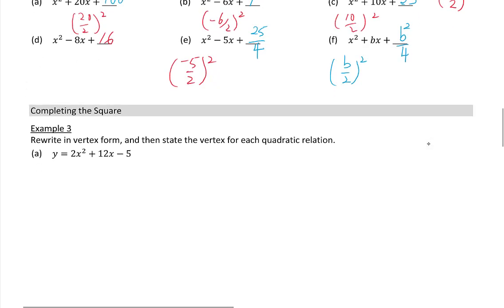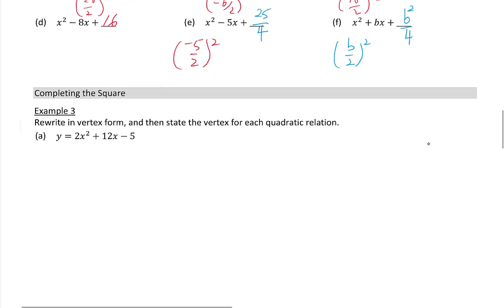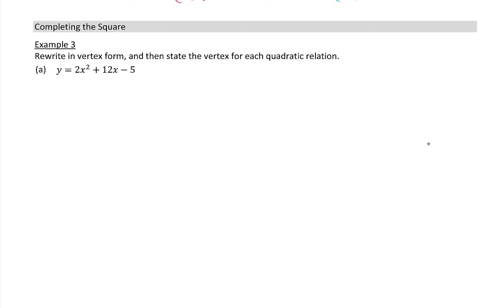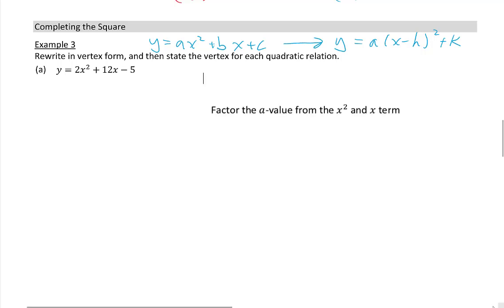So now let's talk about the method of completing the square. The method of completing the square will get us from standard form, y equals ax squared plus bx plus c, directly to vertex form, y equals a(x minus h) squared plus k. It's called completing the square because we're going to create a perfect square for this equation. All right, step 1. Factor the a value from the x squared and x term.